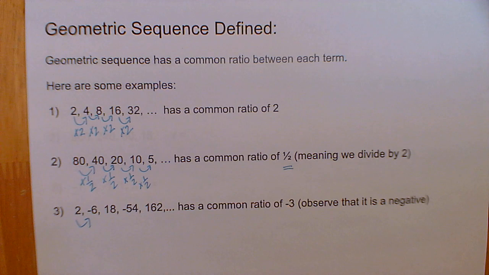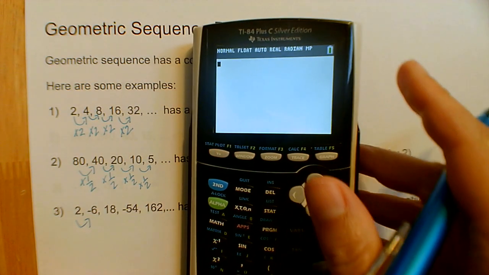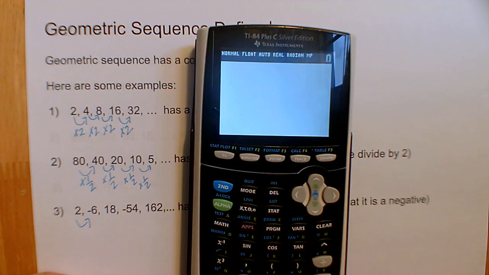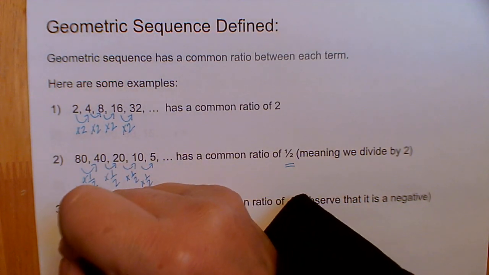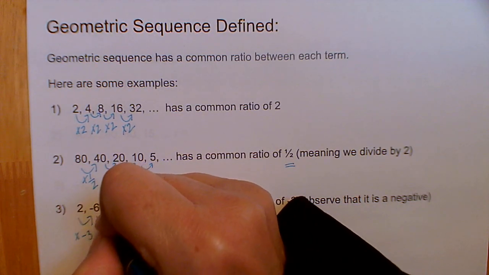Let's find that number that we have to multiply by 2 to get to -6. So we have -6, the second term, divided by the first, which is 2. That gives us -3. That's different. So multiplying by a -3.